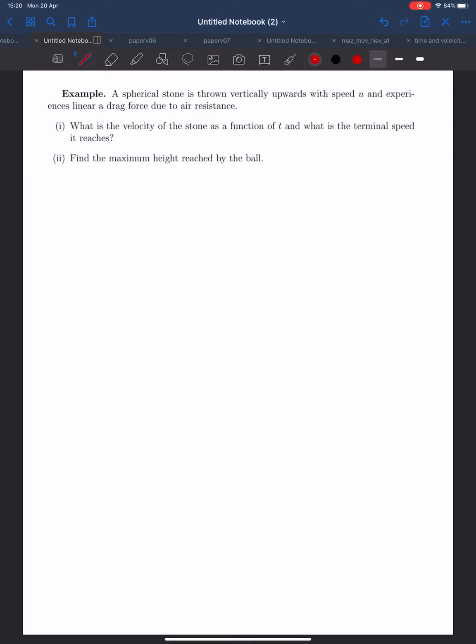We're told a spherical stone is thrown vertically upwards with speed u and experiences a linear drag force due to air resistance. So, what is the velocity of the stone as a function of t? And what is the terminal speed it reaches? Finally, we're asked to find the maximum height reached by the stone. Okay, so answer.